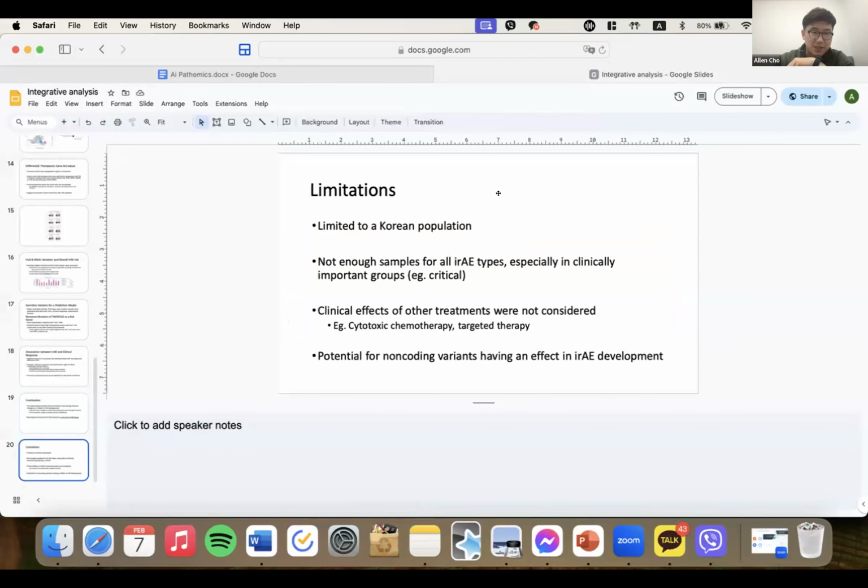Just lastly, limitations. Again, it's similar to other studies. It's just very limited within the patient group.